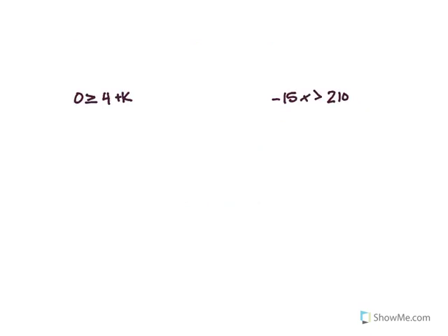Okay, so let's go ahead and do both of these. These are both just one step to get to your final answer. These are from your homework. This is problems 1 and 3. So if I want to solve this first one, I just need to subtract 4 from both sides. And we get negative 4 is greater than or equal to k. And that is my answer.